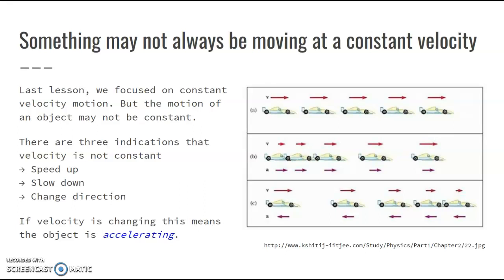But if velocity is changing, that means our object is accelerating. So if you look at these motion diagrams here on the right, option A here is moving with a constant velocity, whereas B and C are accelerating, right? So in B, the object's speeding up because velocity is getting faster and faster, so it's speeding up in a certain direction, whereas in C, this object's slowing down. So they're both still accelerating.